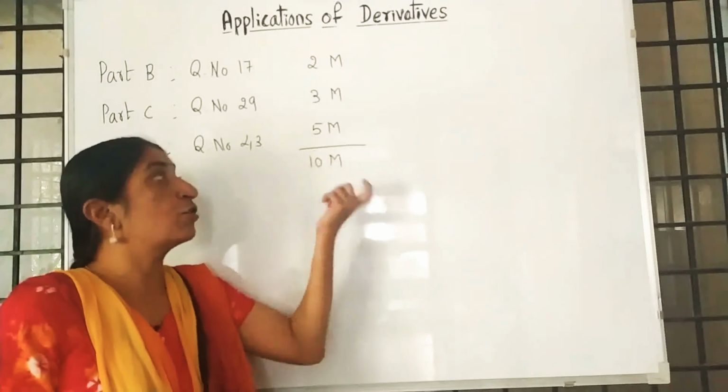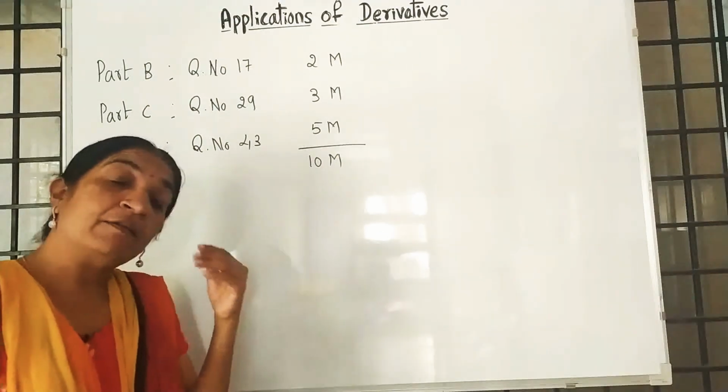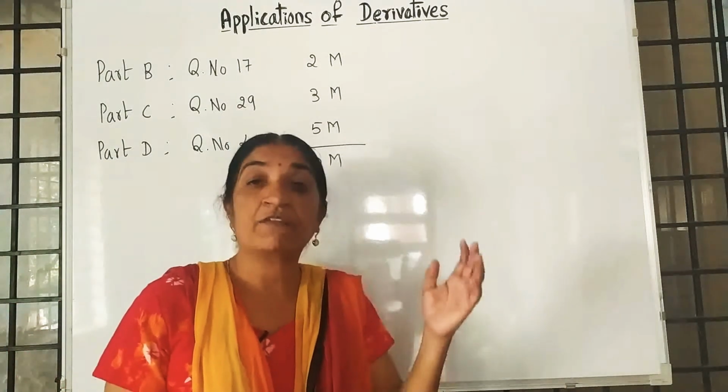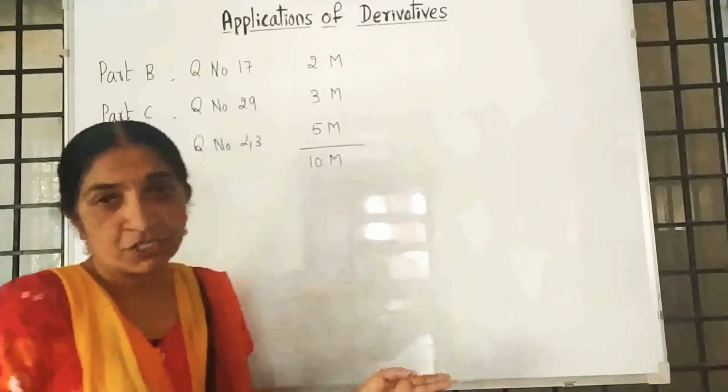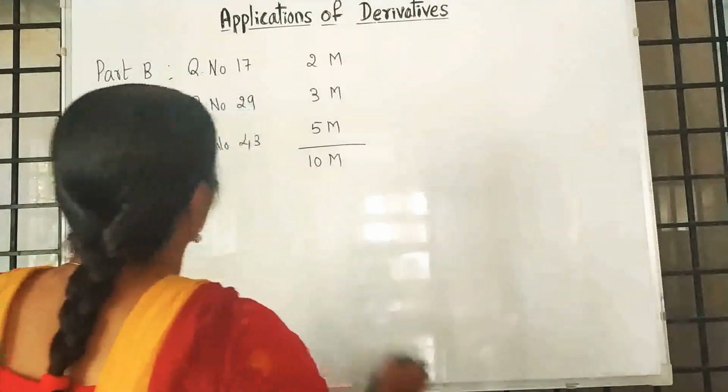In total, the weightage of this chapter, that is applications of derivatives, is 10 marks and only derivatives is 22. So in total we have 32 marks only from differentiation and its applications. Now I will give you the expected questions from this chapter.